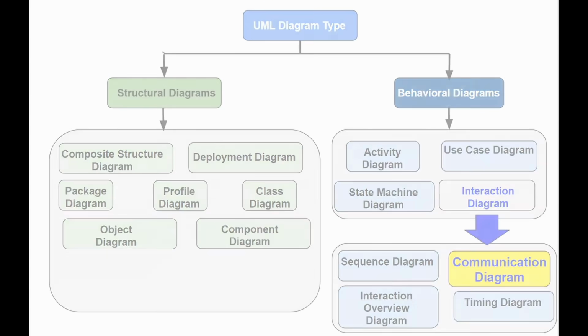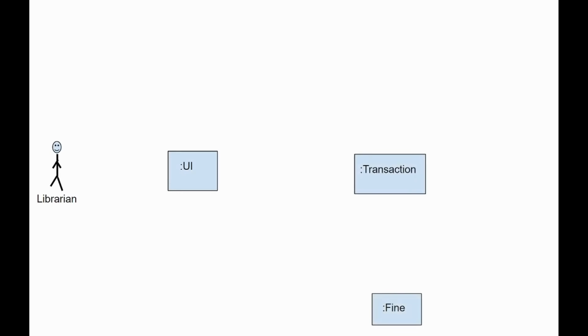Similar to sequence diagrams, communication diagrams are subtypes of interaction diagrams and show how objects interact with each other. Communication diagrams, or as they were called prior to UML 2.0, collaboration diagrams, essentially are the extensions of object diagrams that show these objects along with the messages that objects send to each other.